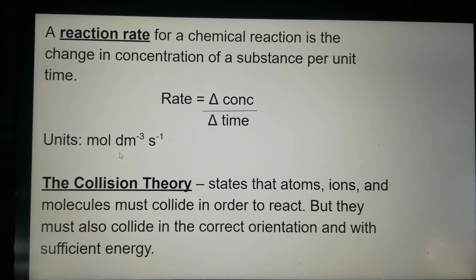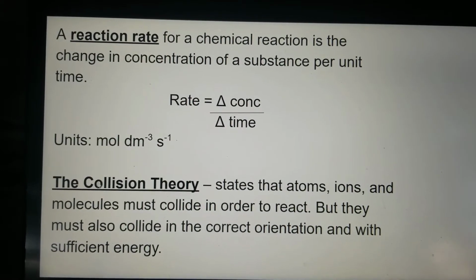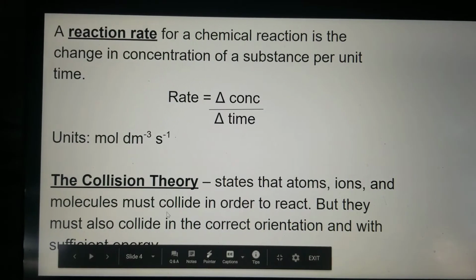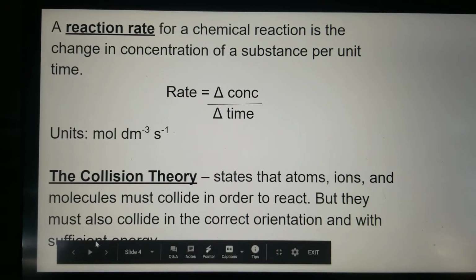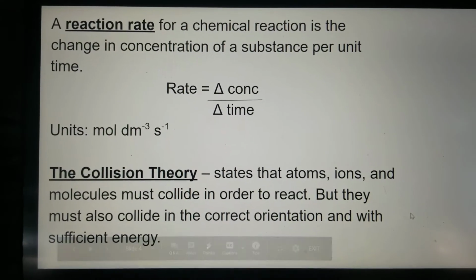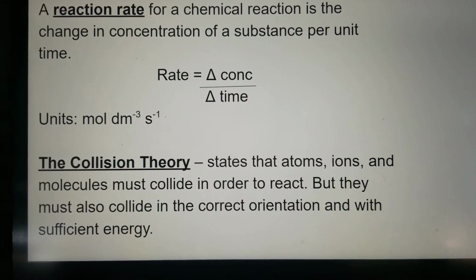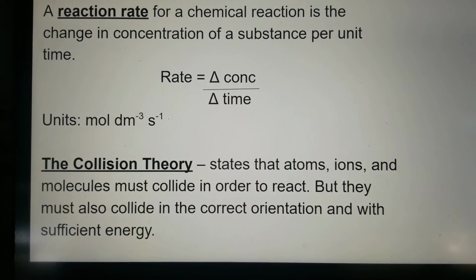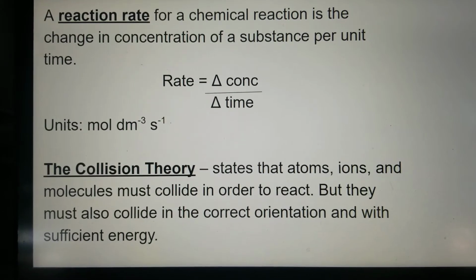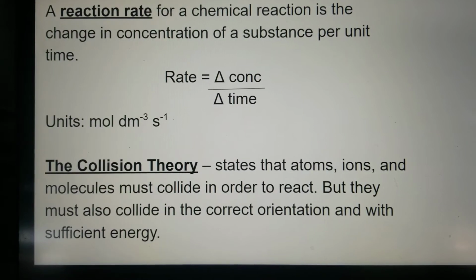And all of this goes back to collision theory. If you guys remember this, we went over collision theory last year in sophomore year. The collision theory states that atoms, ions, and molecules must collide in order to react, but they must also collide in the correct orientation and with sufficient energy. So if you remember when we discussed the collision theory last year, those 3 things have to happen. They have to collide, number 1. They have to collide in the correct orientation, so they have to line up correctly. And the third thing is that they have to have enough energy when they do collide.